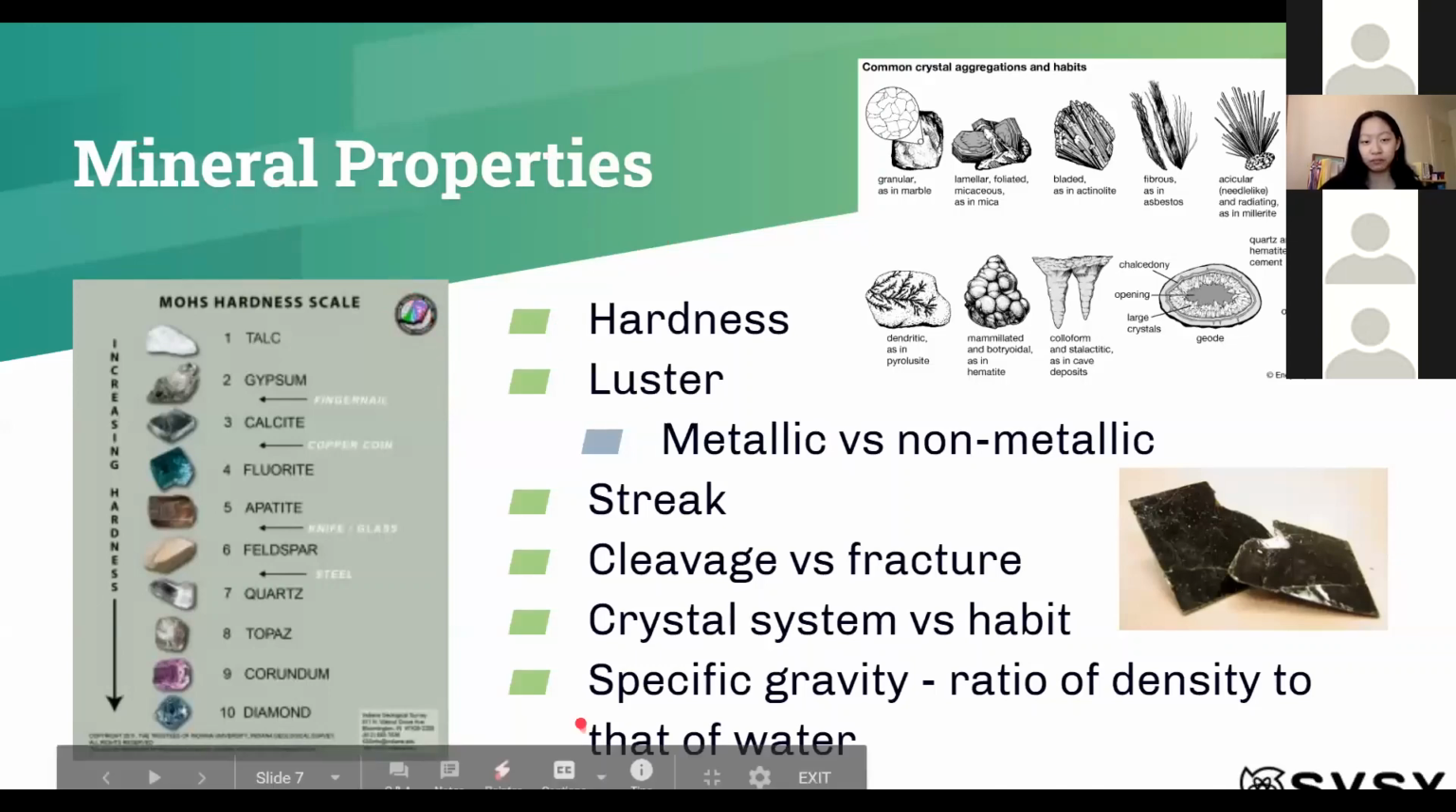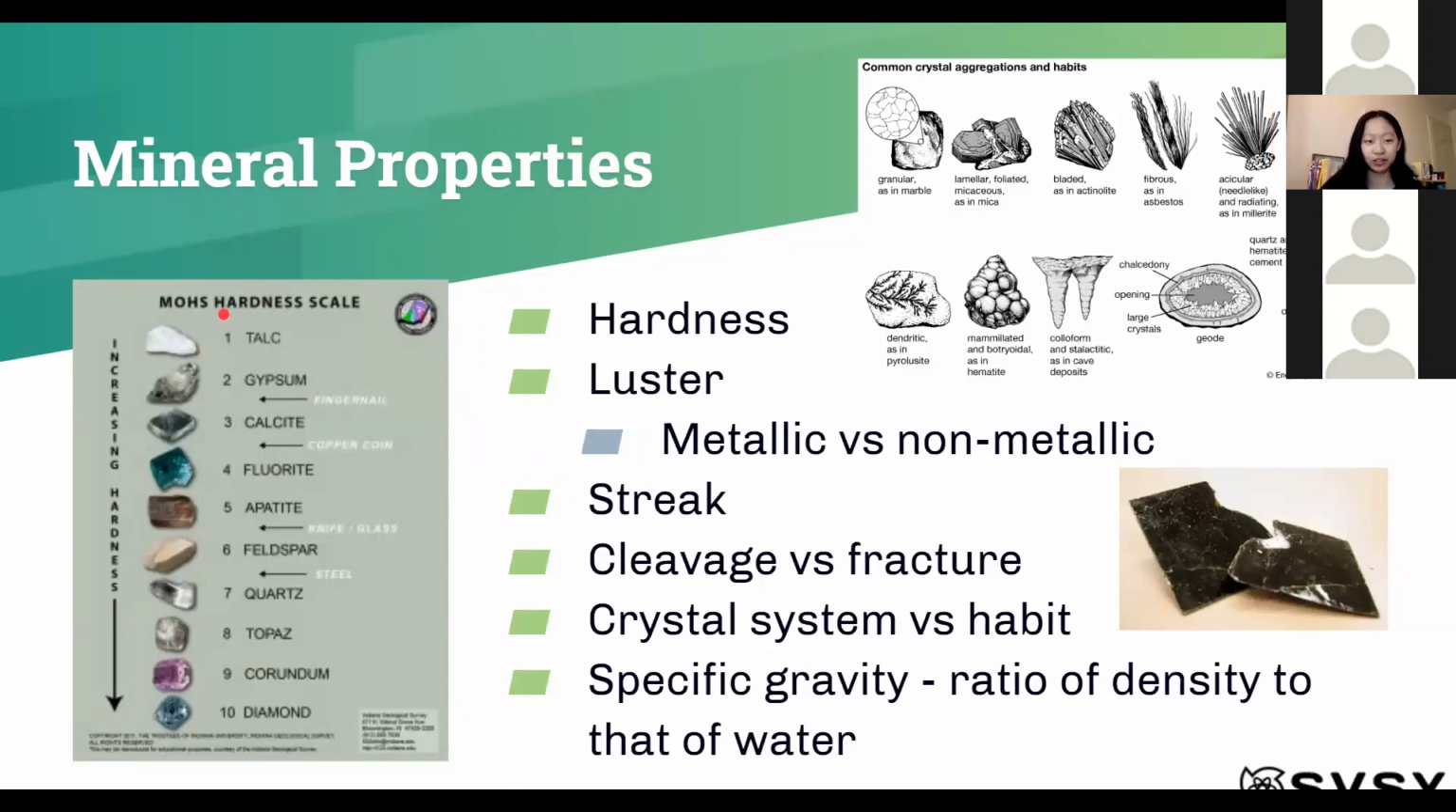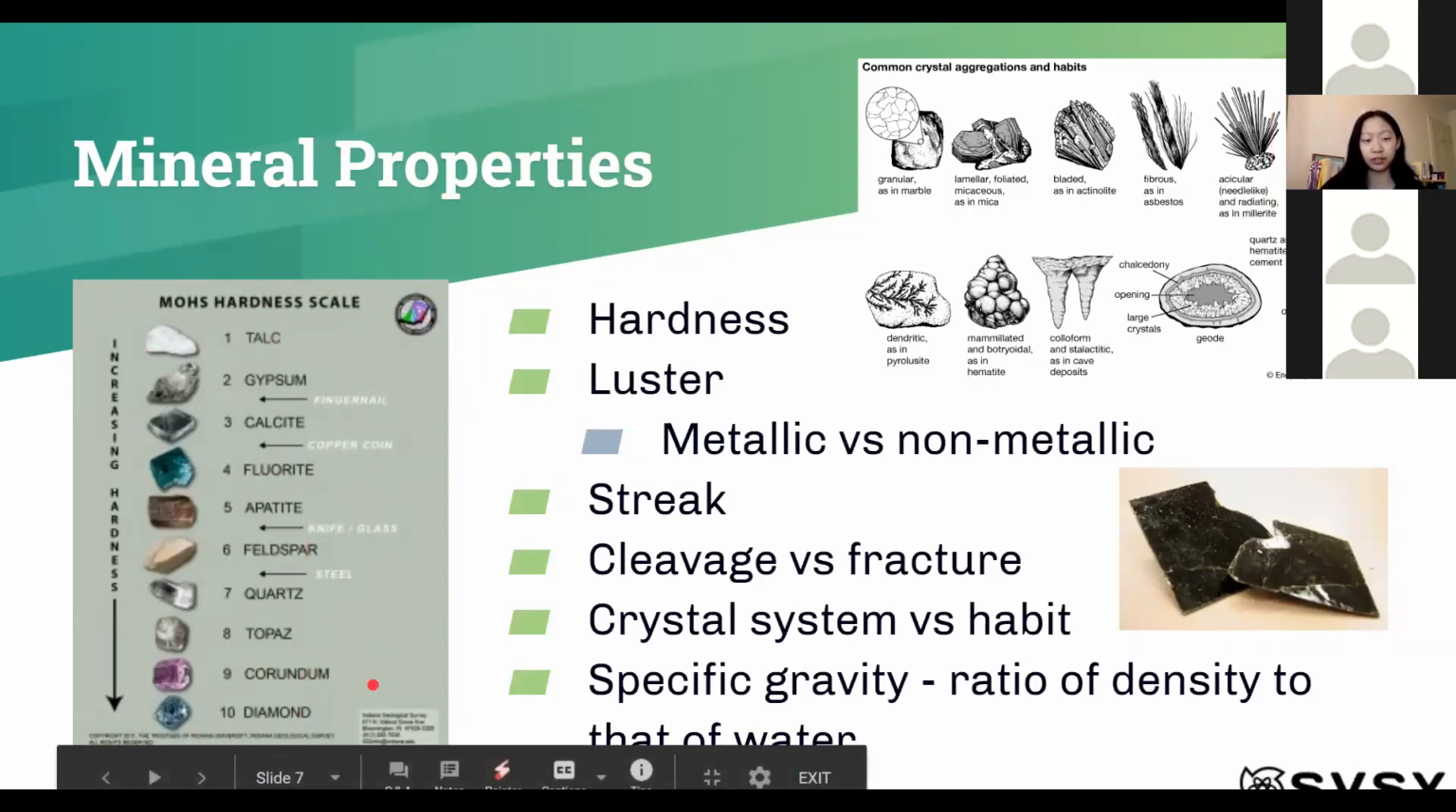There are a few main properties that are pretty important. The first one I'll go over is hardness. This scale over here is called the Mohs hardness scale. It goes from 1 through 10, and as the numbers increase, the hardness increases. All of these minerals here are pretty representative of each value. Whatever Mohs hardness scale you search up, it should probably show these same minerals.